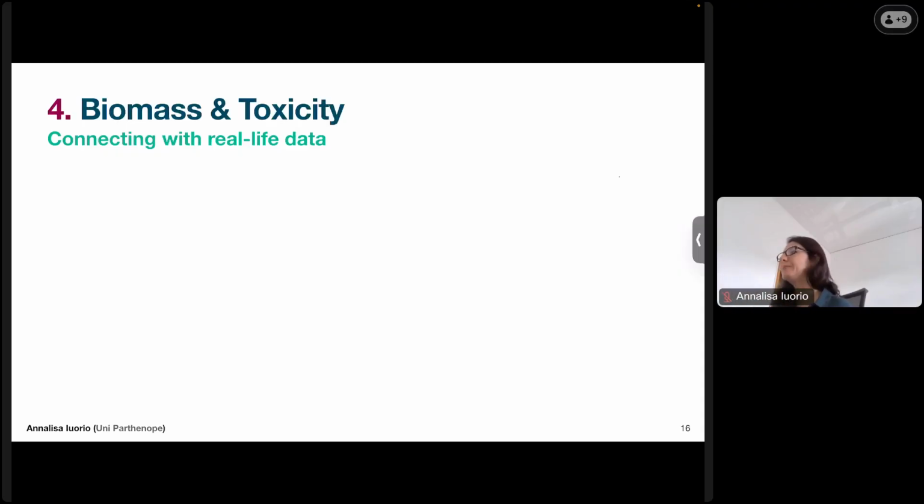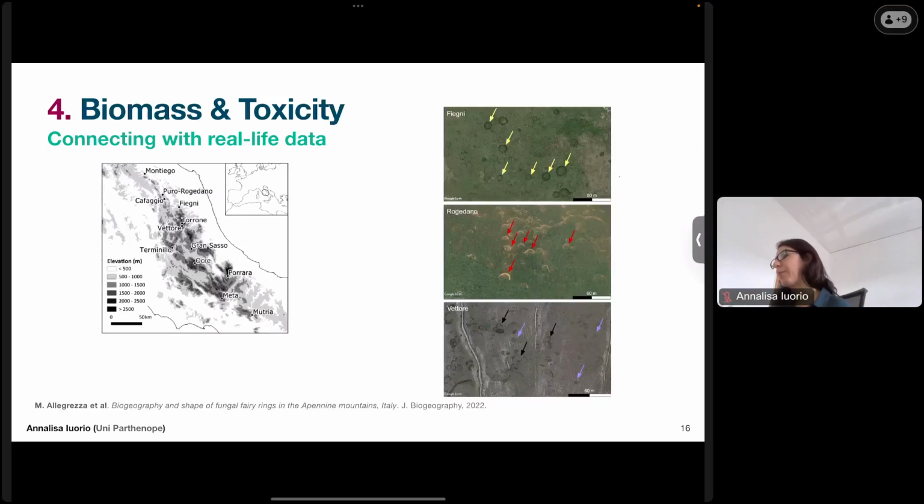So for this class of models, still in environments where water is not a limited resource, we tried to create a model that was only taking into account biomass toxicity dynamics, but really tried to capture, again, this type of movement. And we had in mind some very concrete scenarios taken from different locations here in Italy. And you see on the right-hand side some aerial photographs where you have either rings or arcs that appear to be moving uphill.